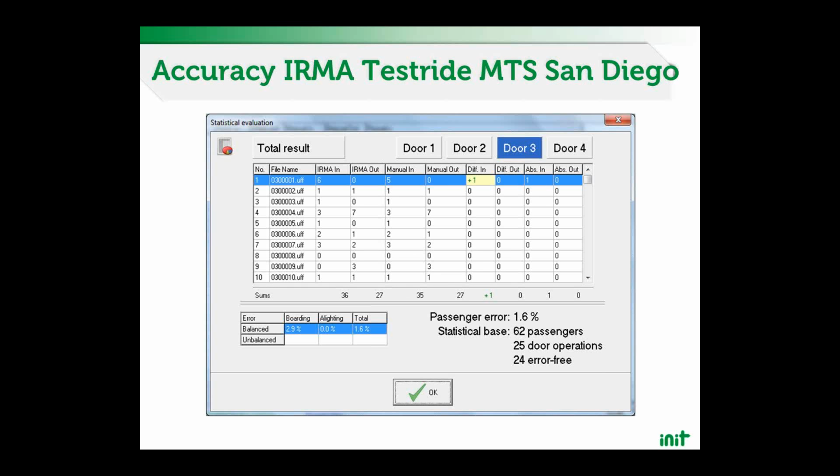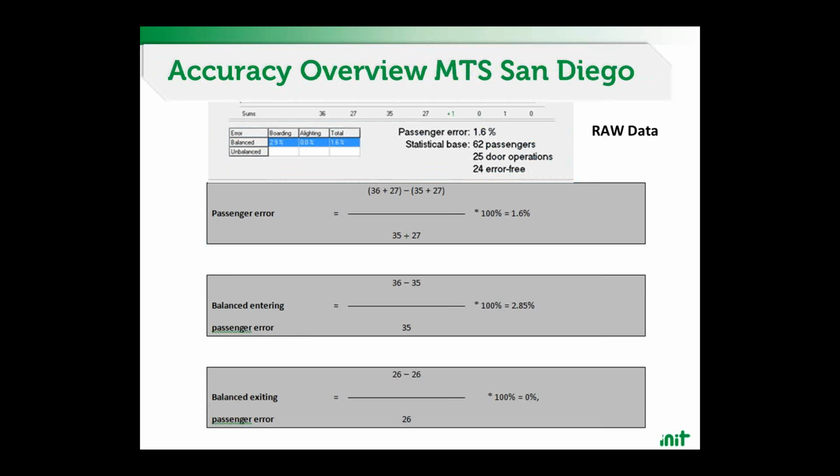The manual was 35 and 27. So this relates to a passenger error of 1.6%. So if you translate this back to the last screen we had, we're getting the same information, 1.6% passenger error. On the upper top, you see the 36 and this 27 out. My reference level was 35 and 27, and so on. And we are relating these numbers.